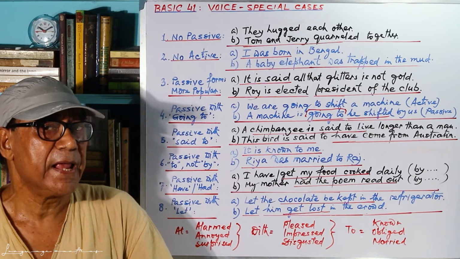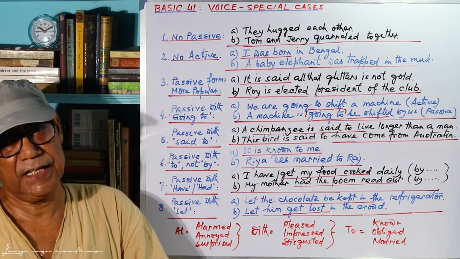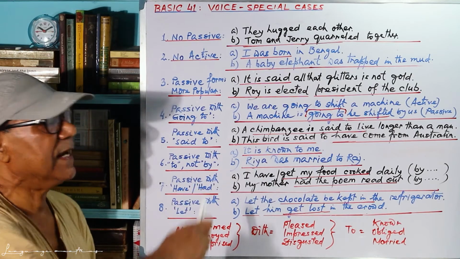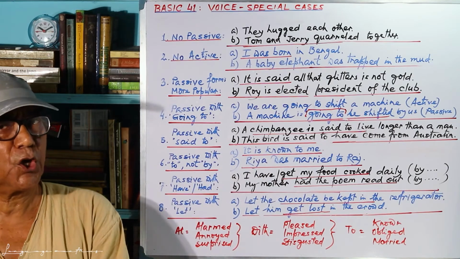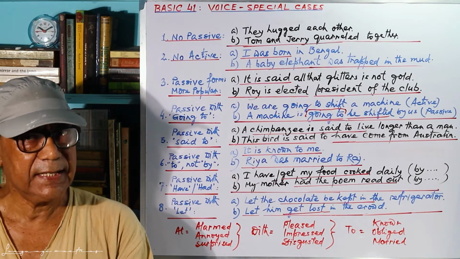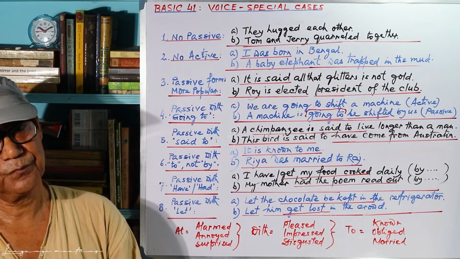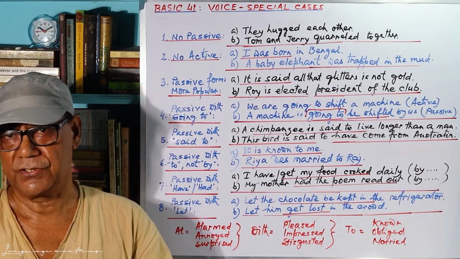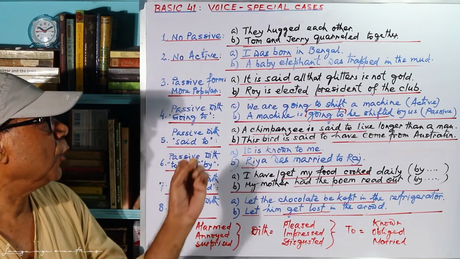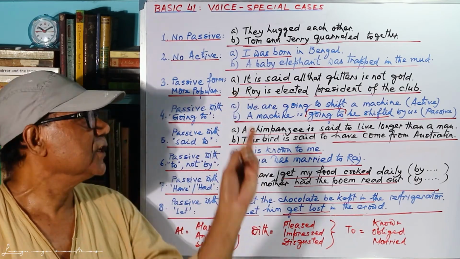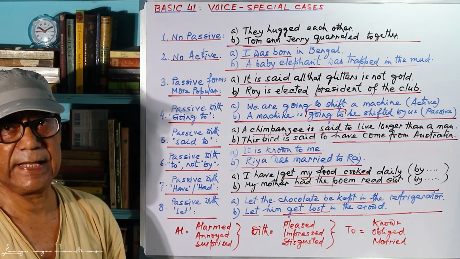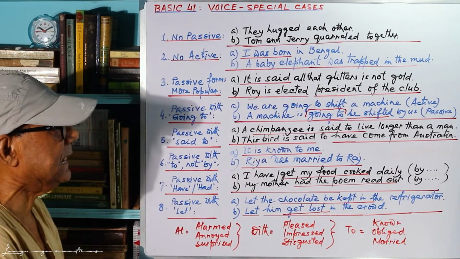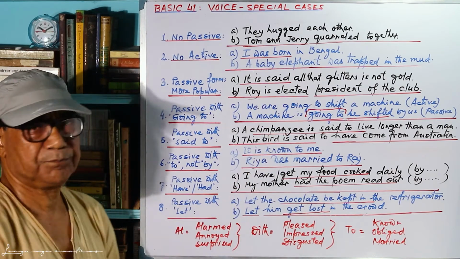This is a proverb. In that case, it is better to say, it is said, all that glitters is not gold, than they say that all that glitters is not gold. Both the sentences are correct. But normally in standard English, this one is used. It is said.